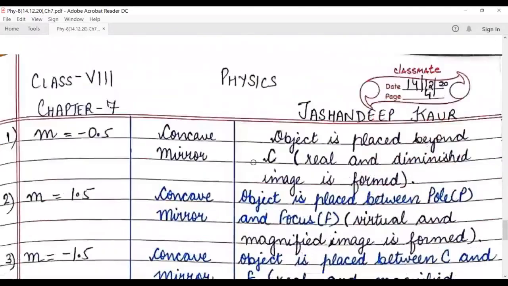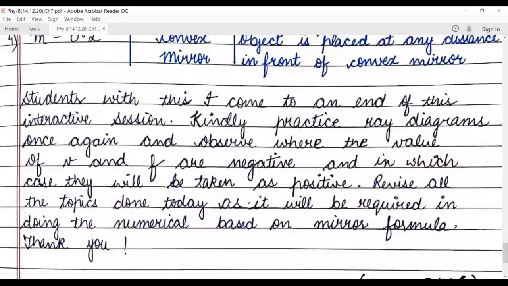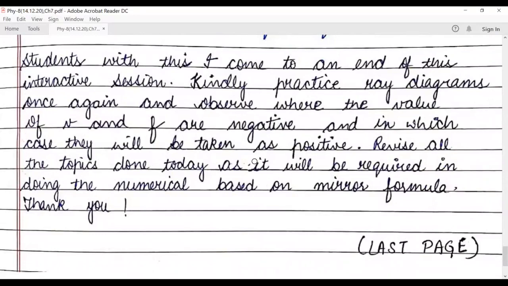Until then, kindly go through all the topics done last week as well as this week. So students, kindly revise all the topics so that it can help you in numericals also.